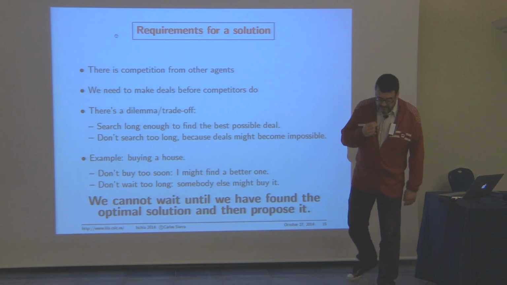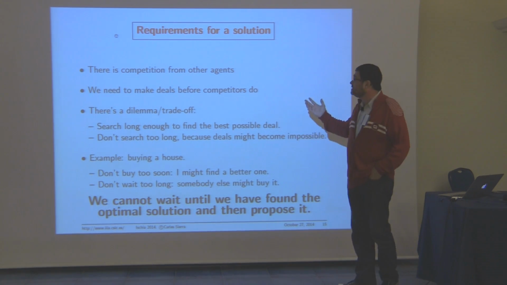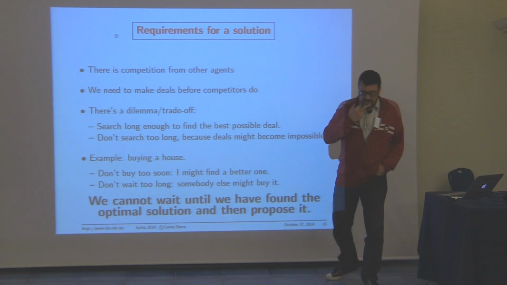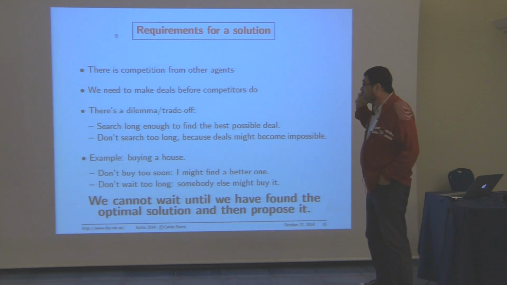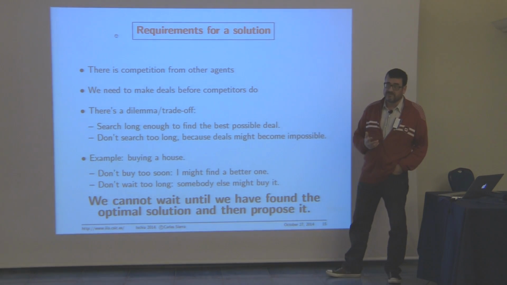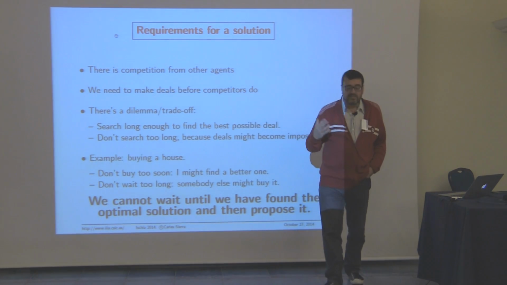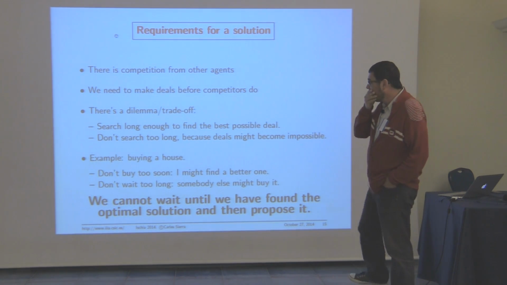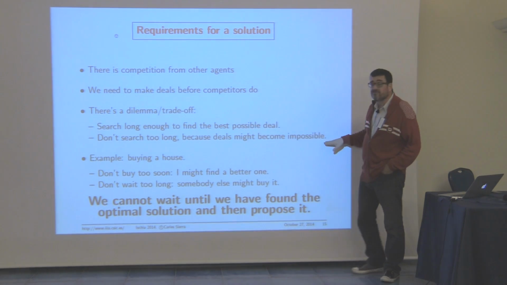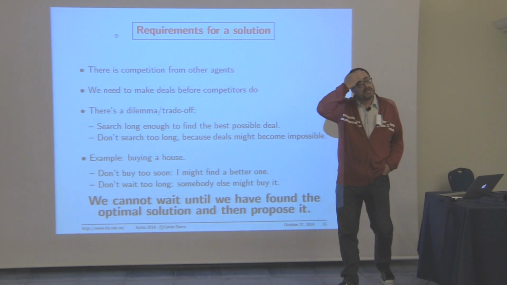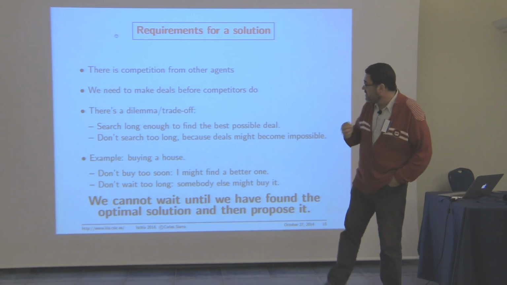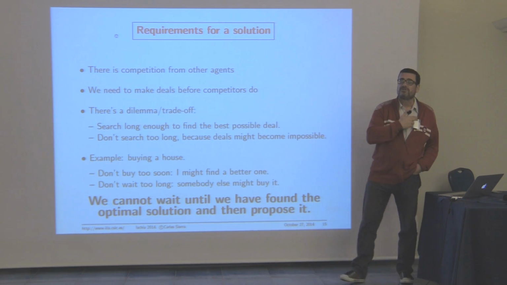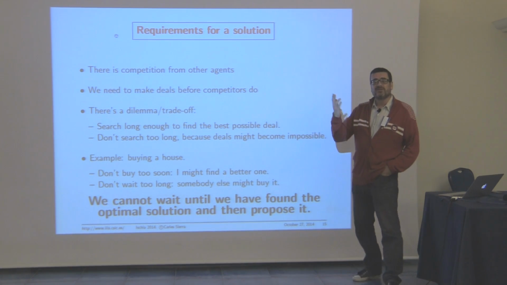Okay. So there is competition from other agents. We need to make deals before competitors do. And we have a dilemma. We have a trade-off here. The question is, do I search long enough to find the best possible deal? Sometimes the best possible deal cannot be reached because the space is too large. But do I search long enough to find better deals? Or do I not search too long because deals might become impossible? So this is the dilemma because there are many people negotiating around you. It's the same with a house. I mean, don't buy too soon. You may find a better one, but if you wait too long, the house you wanted may have gone. So you need to solve this dilemma somehow.